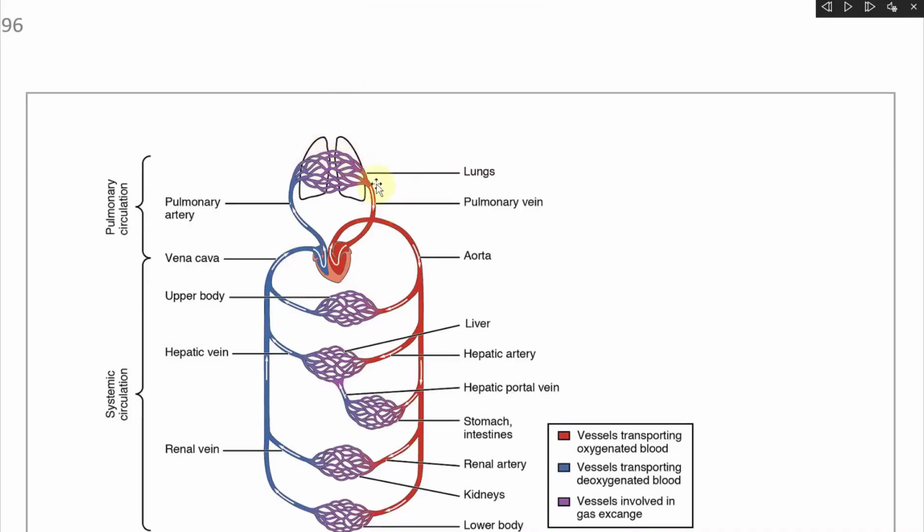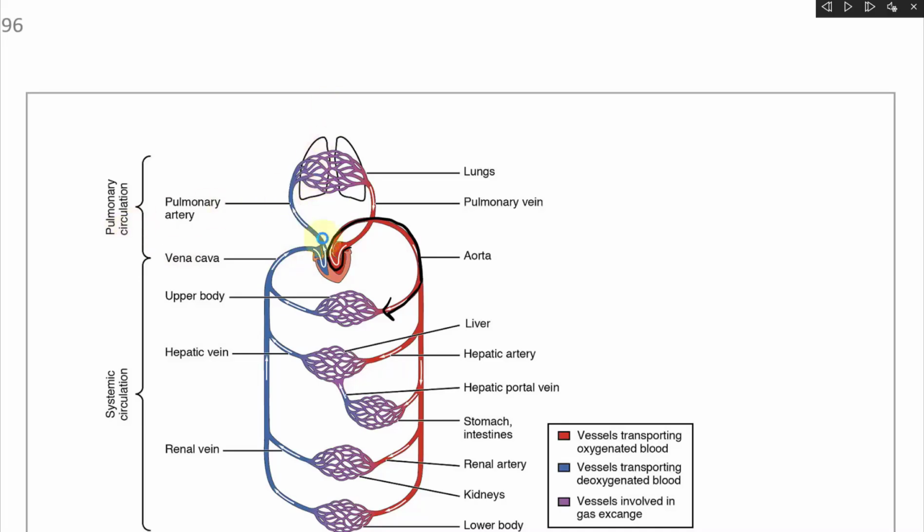So there's the lungs, there's a pulmonary vein that carries oxygenated blood to the heart, and then it goes down to this left atrium, down to the left ventricle, goes up to the aorta, and then there's an upper body capillary network over here. There's a vena cava, that major vein over there that brings deoxygenated blood from the body back into the right atrium, then down the right ventricle, then up this pulmonary artery away from the heart, which is deoxygenated, but it's an artery because it's going away from the heart. So anyways, that's pulmonary circulation.